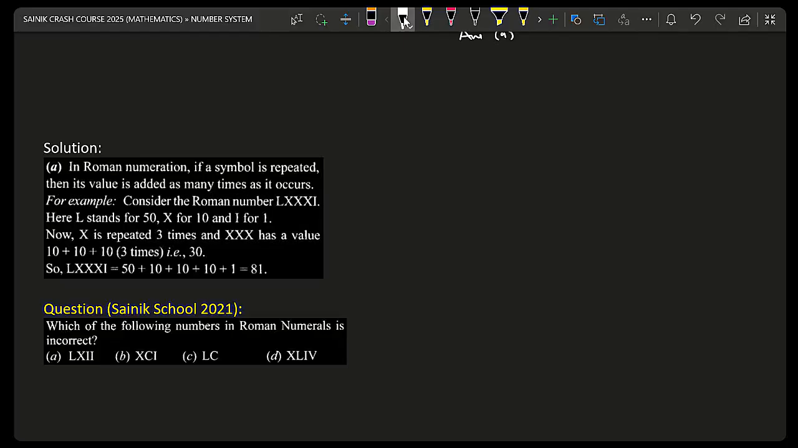We have all the rules of Roman numerals. Did you revise all the Roman numerals? Yes, sir. The Roman numerals which start from 5, what are they? Sir, V. Yes, V, L, D, right? The Roman numerals which start from 5 are V, L, D. Yes, sir.